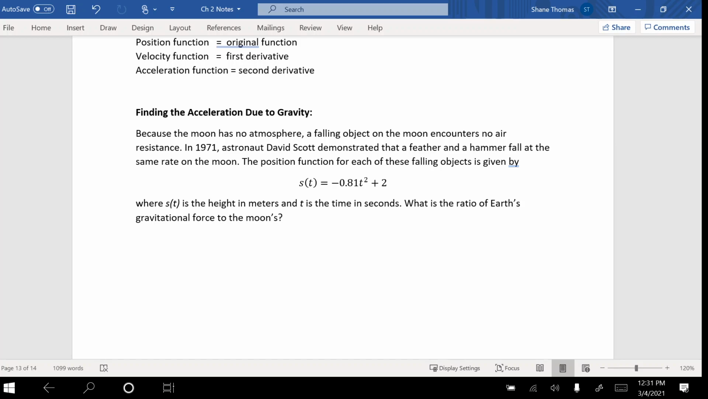Just for the record, for the Earth's gravitational force we're going to use negative 9.8. That's just how it is, like pi is 3.14. So that's the gravitational pull of the Earth. Mars is 3.8. You don't know the moon, do you? We're going to find the moon right now.